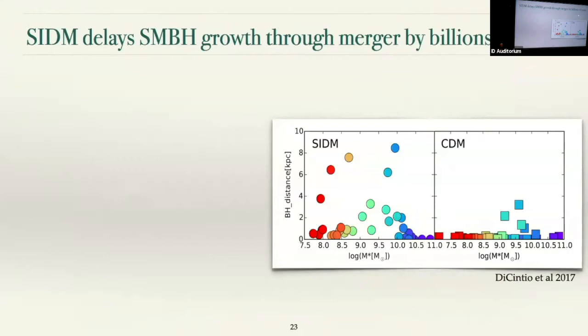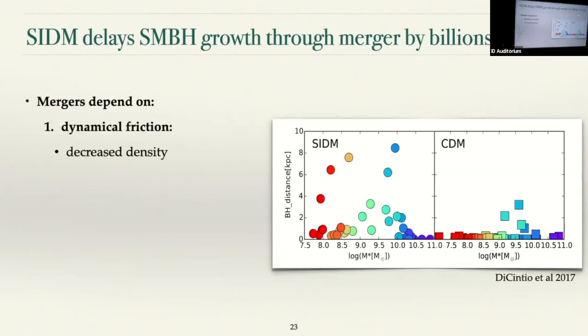Okay, and so why is this happening? Well, in this 2020 paper and even before this, in Di Cintio 2017, we have some hints that the black holes maybe behave differently in CDM versus SIDM. In particular, we find in my 2020 paper that SIDM delays supermassive black hole growth by mergers by billions of years. And so this has two things happening. The first thing is that mergers depend on the dynamical friction. And so if you have decreased densities, you have longer dynamical friction times. So this is, Shijing was asking Jillian about this yesterday. And so here you're seeing that effect.